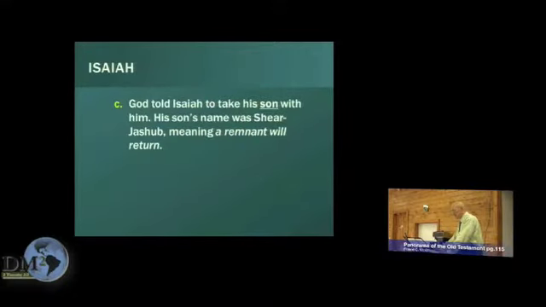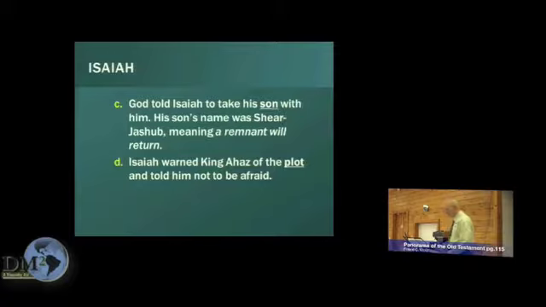God told Isaiah to take his son with him. His name was Shear-jashub, meaning a remnant will return. So he says, "Come on, remnant will return. You got to go with me." Isaiah warned King Ahaz of the plot and told him not to be afraid. There's not anything to be afraid of, because God is not going to allow the house of David to be destroyed.